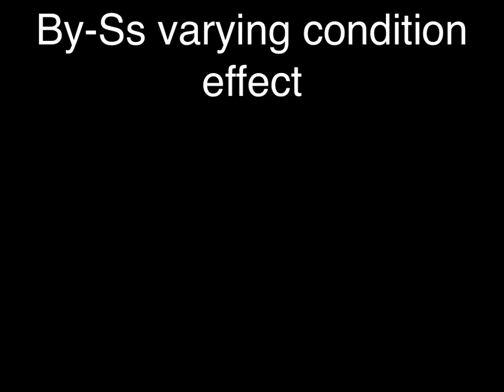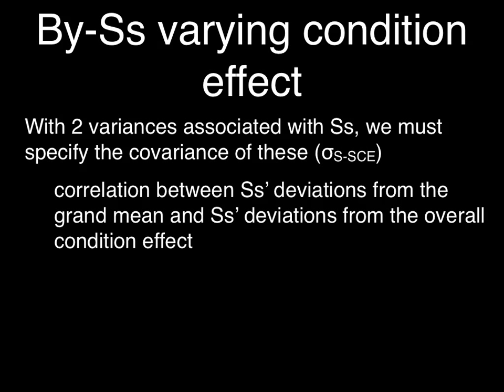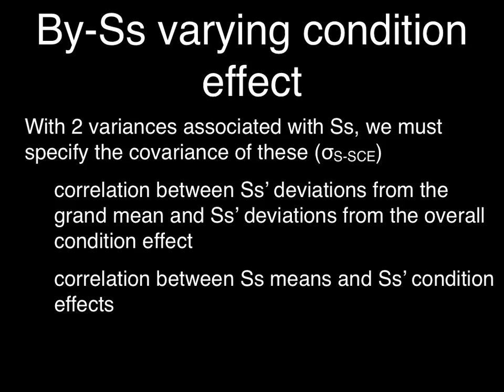So a slightly more complicated scenario. With two variances associated with the subjects, we must specify the covariance of these variances. Another way of putting that is that the correlation between subjects' deviations from the grand mean and subjects' deviations from the overall condition effect. And yet another way of putting it, we need to specify the correlation between the subject's means and the subject's condition effects.